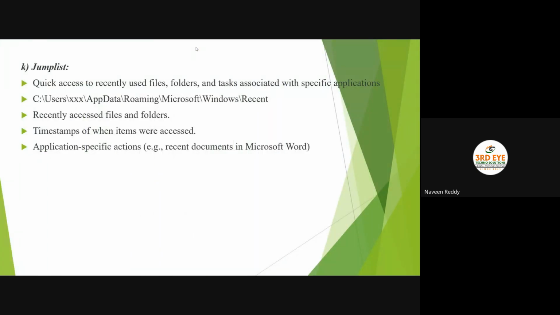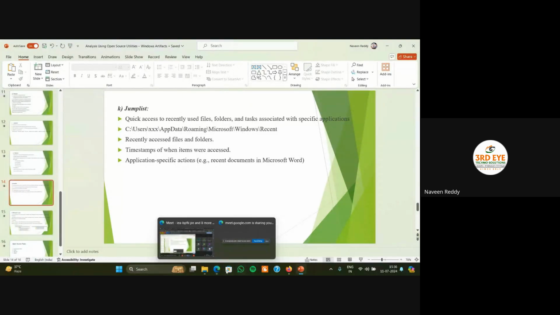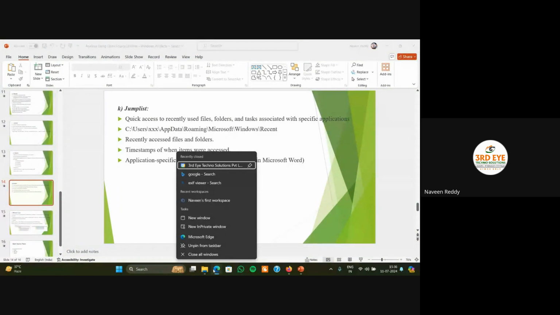So next is Jump List files. Jump lists are nothing but the recent files that were used or accessed in a system. You can simply say recent files. Whenever you open multiple apps in the taskbar, just let me show you. See, I have opened one, right click on any application, and you can see these are all recently closed. So these are nothing but Jump List files. All these were recently accessed, and all these will be recorded in the Jump List.